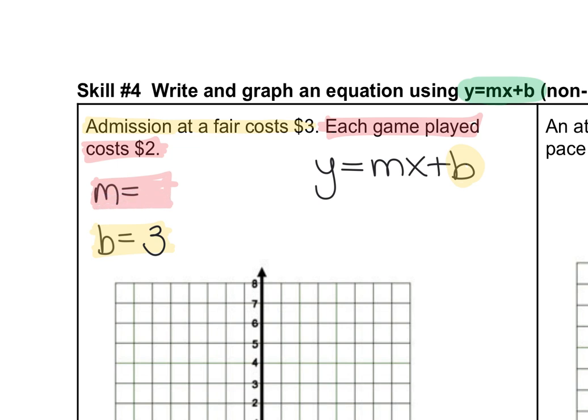It's also your unit rate. If you think back to our unit rates, it's $2 per one game. And your unit rate is also the slope. So 2 ways to think about slope. So I would plug in my equation here, y equals, instead of m, I would fill in 2x. And because this is not proportional, we have to add on $3 for admission.